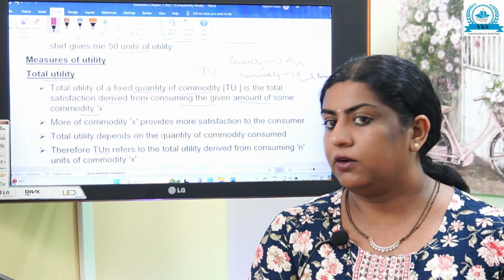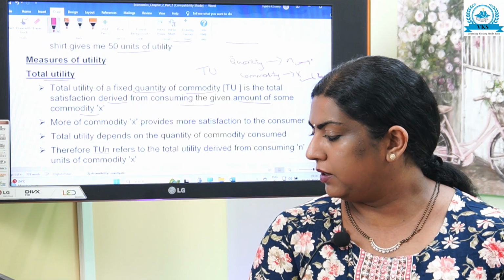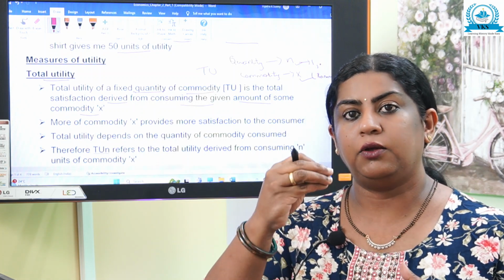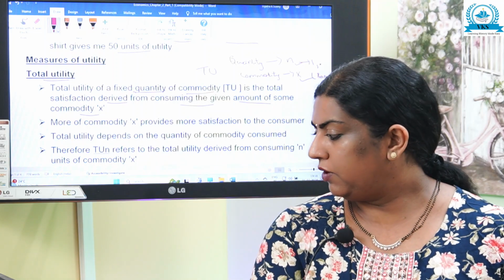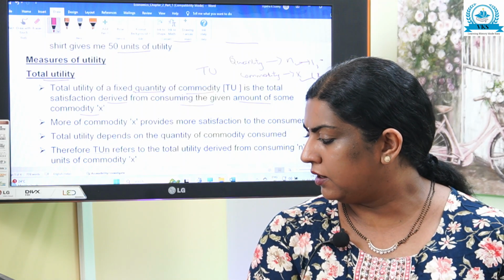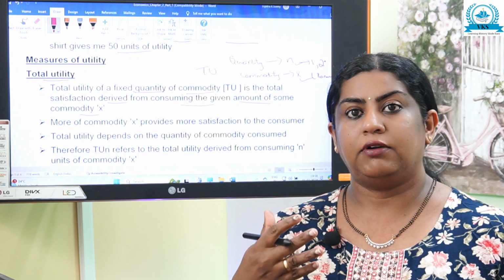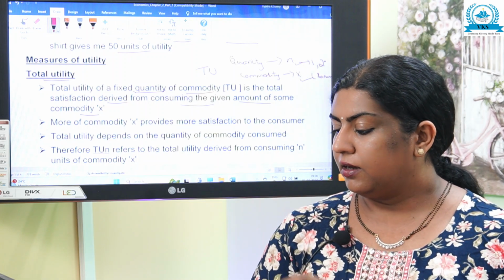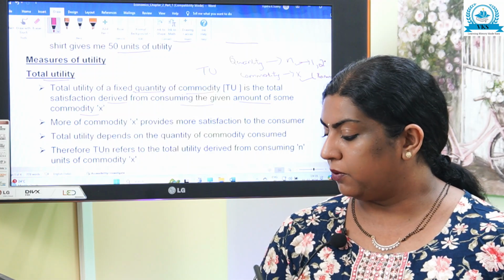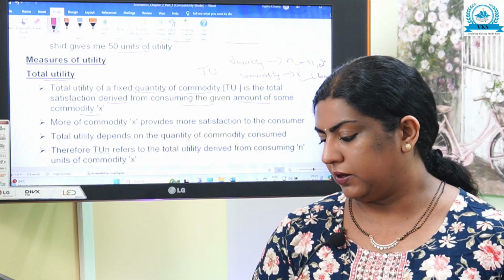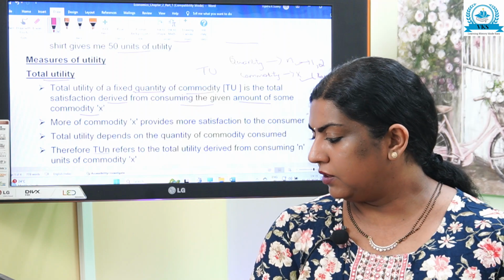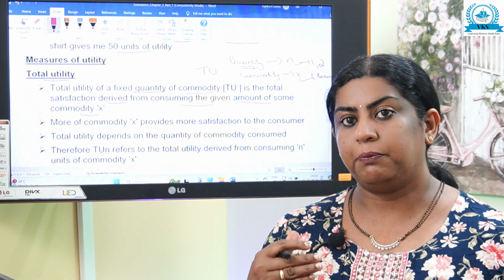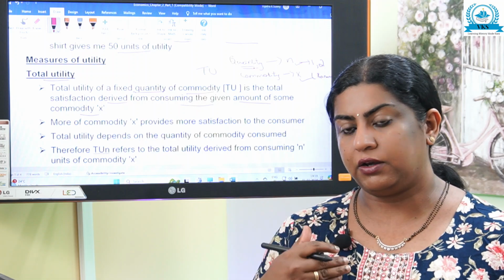Okay, so when you are very hungry, the first banana will give you an amount of satisfaction, maybe 10 units of satisfaction. When you have the second banana, the utility you will feel even more, it has 15 units of satisfaction. So like that, more the commodity X provides more satisfaction to the consumer. The total utility depends on the quantity of commodity consumed. Total utility depends on how much of the commodity you have consumed.